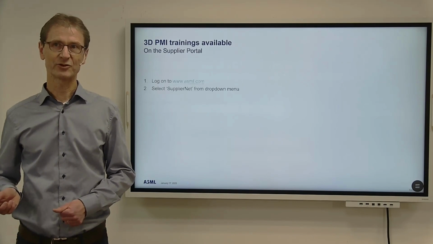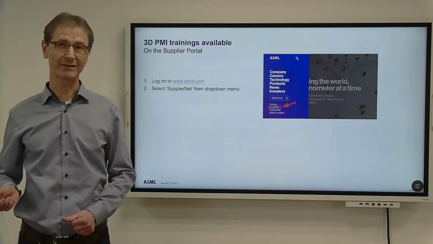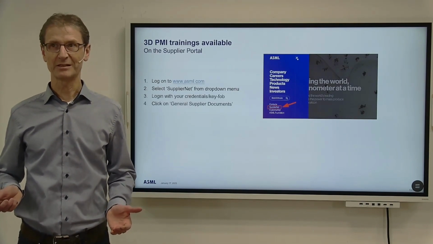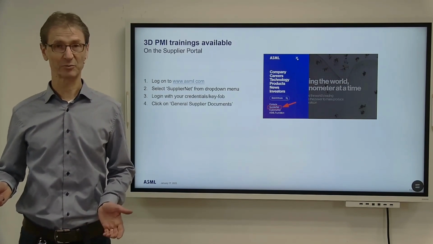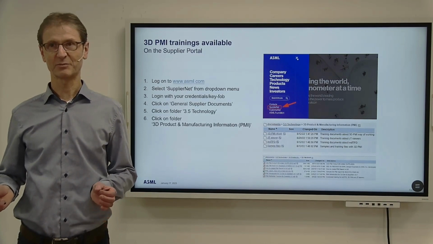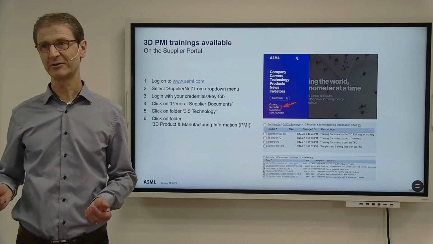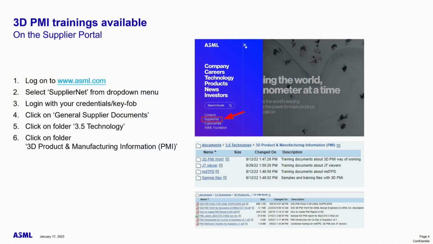To access it, you just go to the ASML website, to the supplier net. If you are a first tier supplier for ASML, you should have access. You log in with your credentials, go to the general supplier documents, and in the technology folder there's a specific 3D PMI folder where you find all the training material, grouped into the 3D PMI way of working, the JT viewer trainings, and even MDTBD.